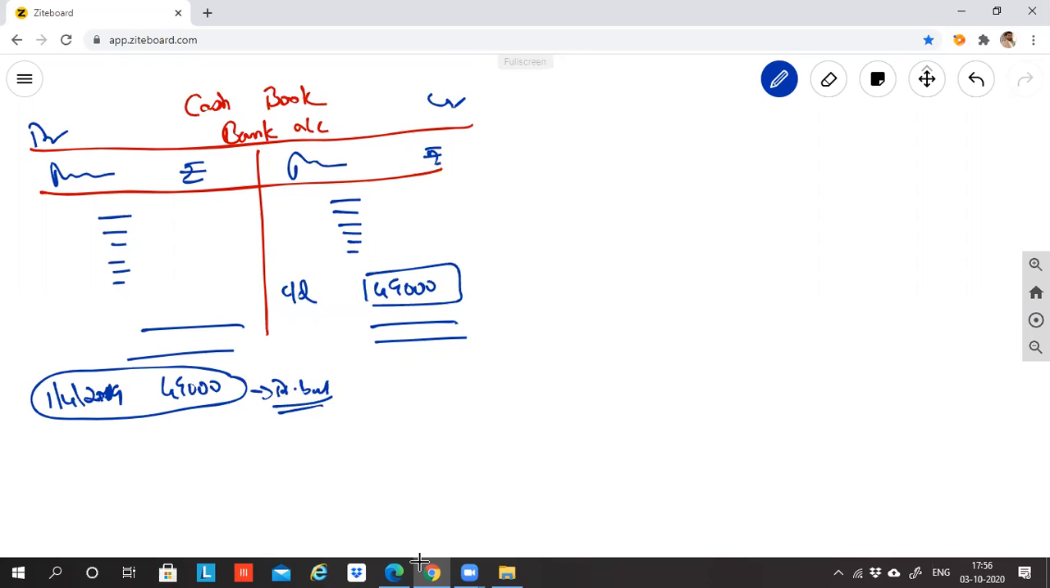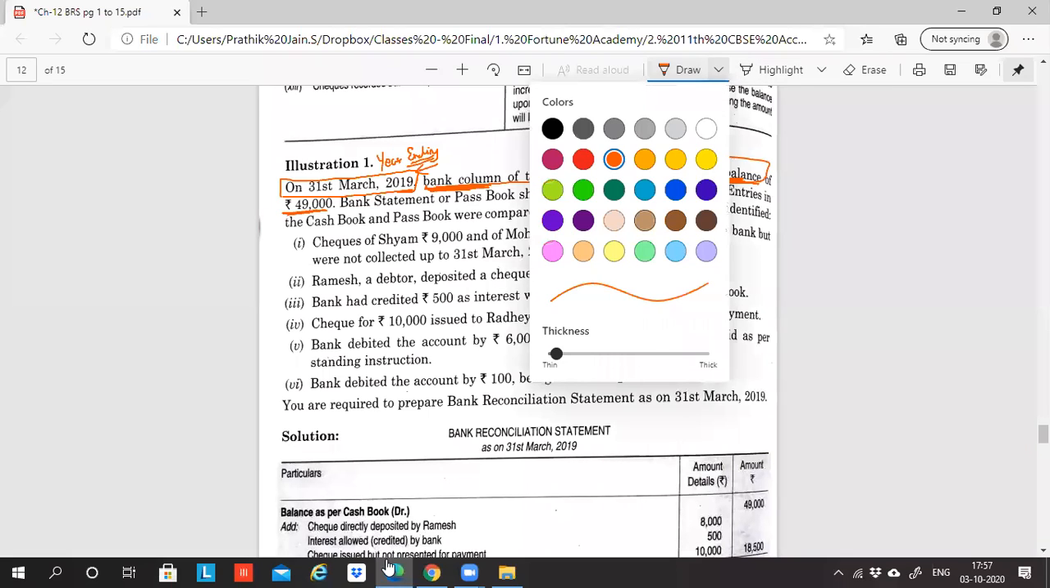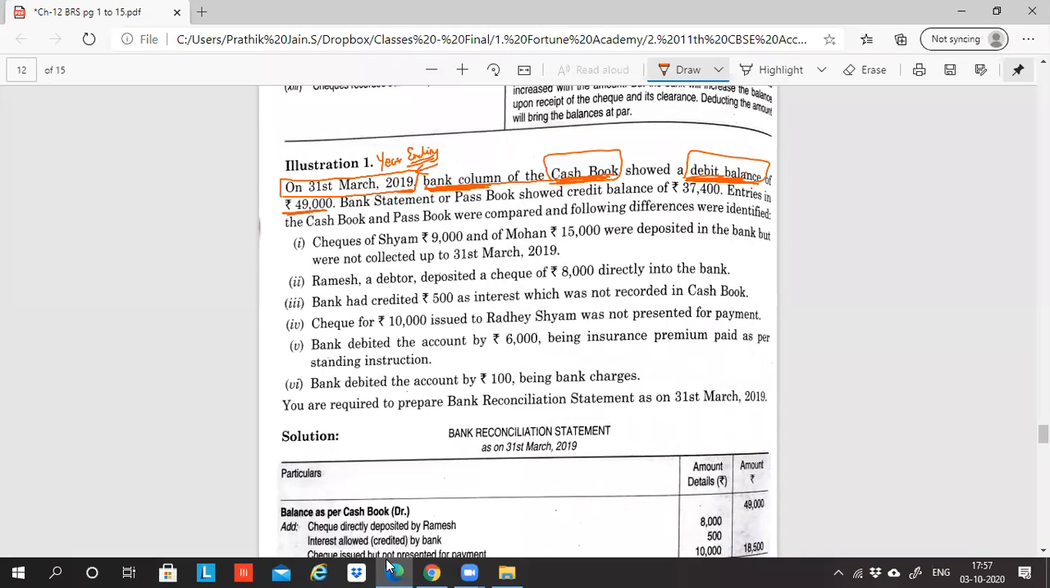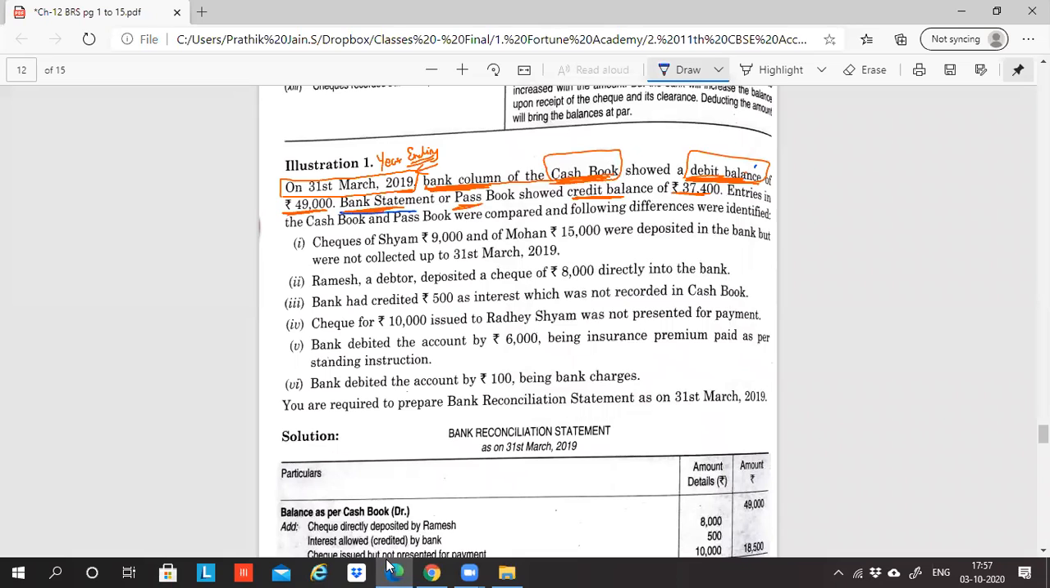Our accountant is telling that, sir, as per our bank account ledger, 49,000 is the amount that the banker has to give us. Now, what is the banker saying? The banker is saying that the bank balance as per the bank statement, the passbook, is showing a credit balance of 37,400. What do you mean by this? The bank should give only 37,400, sir. Yes. Credit balance means it is a liability, and obviously it is a liability, because the banker has to give that money to us. So the banker is saying, I'm not supposed to give you 49,000. I'm supposed to give you only 37,400.